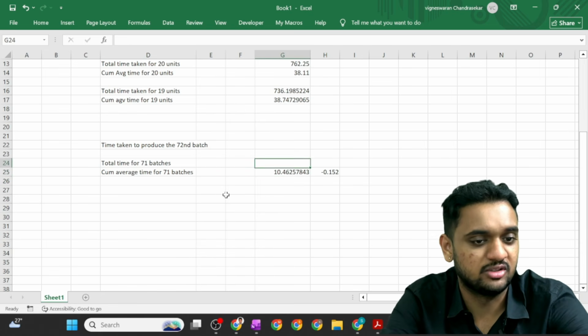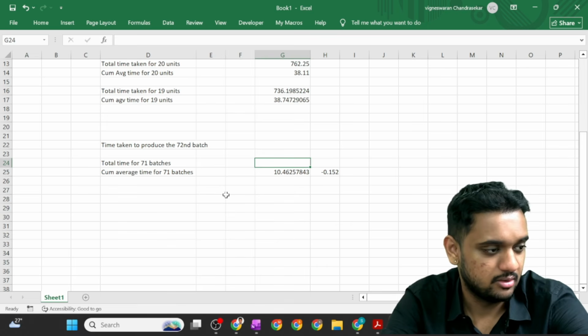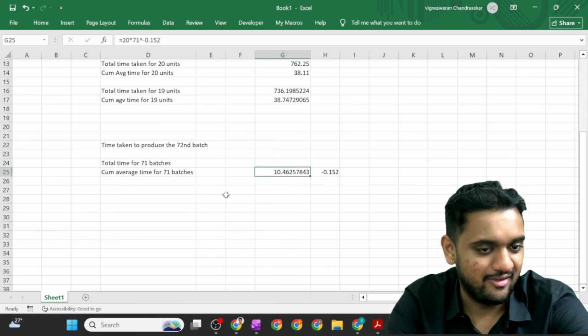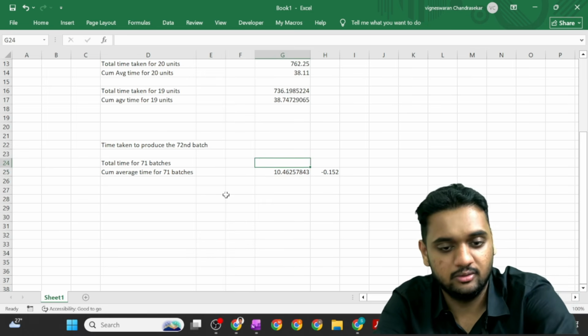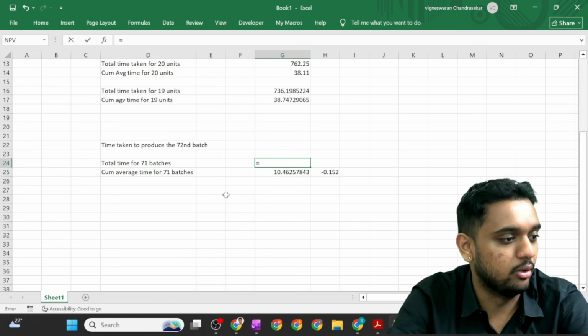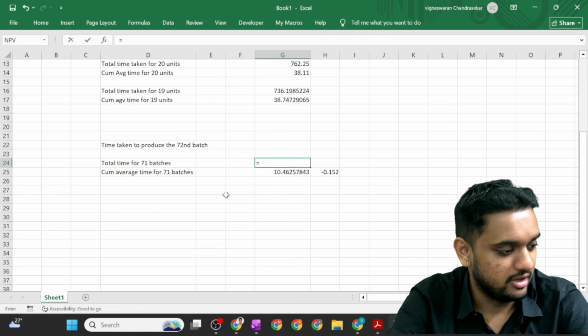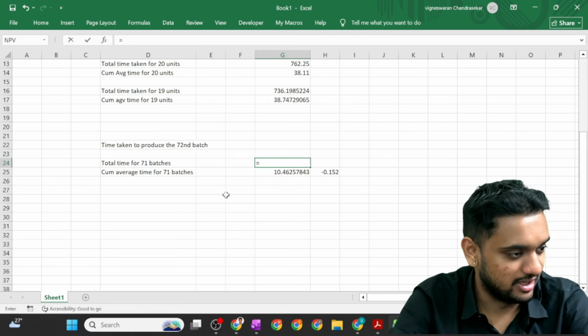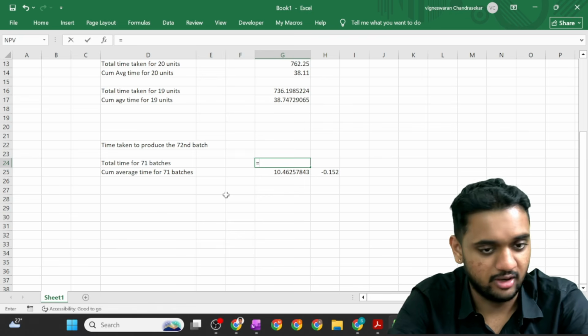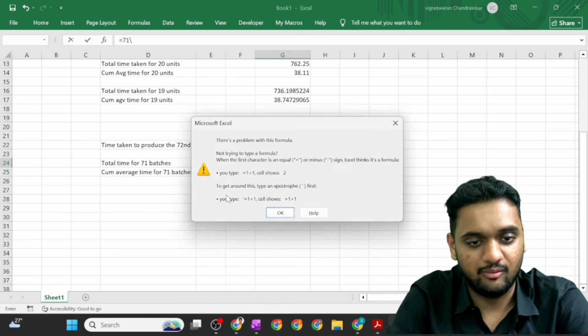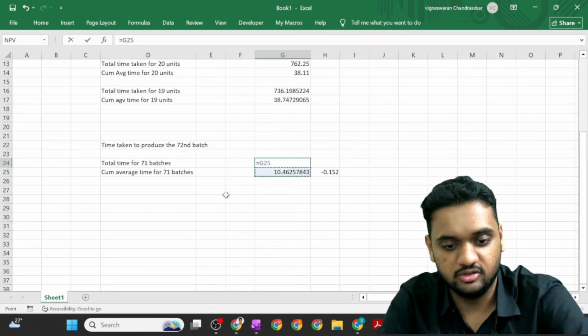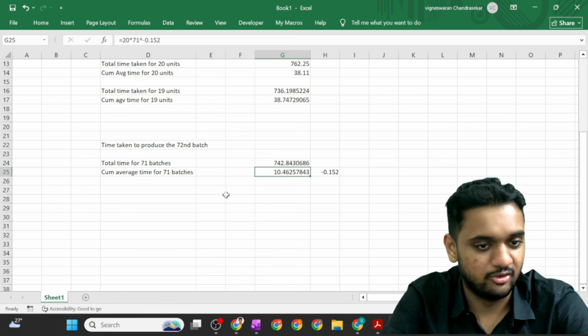How do you find the total time for 71 batches? The average time of 71 into 71. Go to the above cell, select this, into 71. That is the total time for 71 batches.